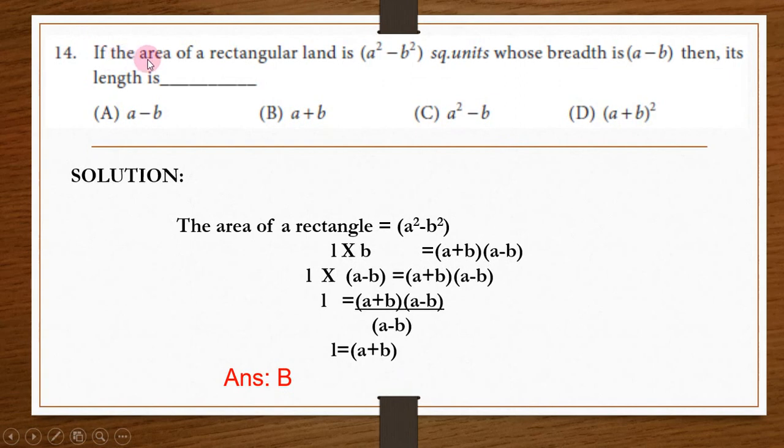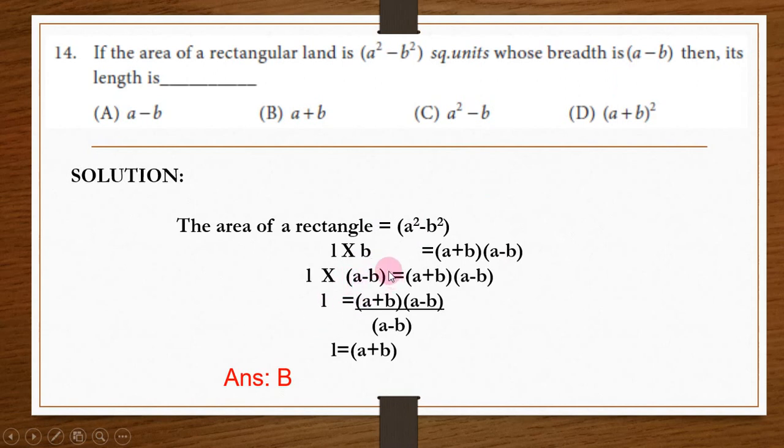Next, 14th one. If the area for rectangular land, here the shape, the rectangular land is a square minus b square square units, whose breadth is a minus b, then its length is dash. The area of rectangle is equal to a square minus b square. The area of a rectangle, the formula length into breadth, a square minus b square. This is algebraic identity. What is the formula of a square minus b square? That is equal to a plus b, a minus b. Next, breadth value given a minus b, so apply here.